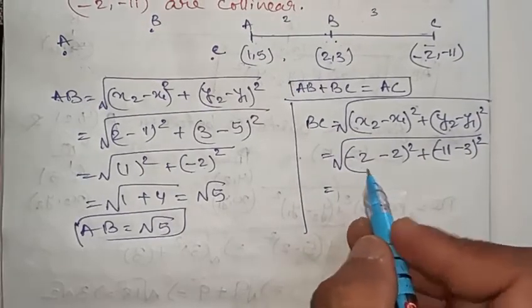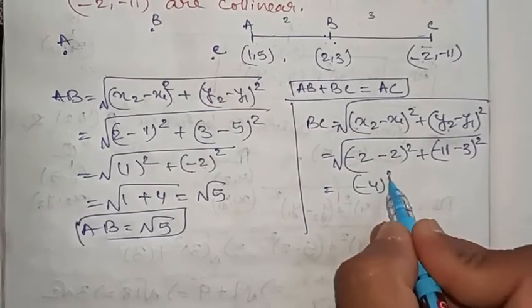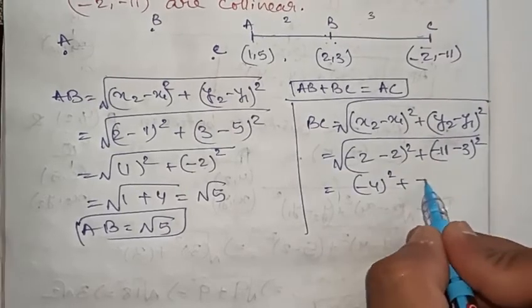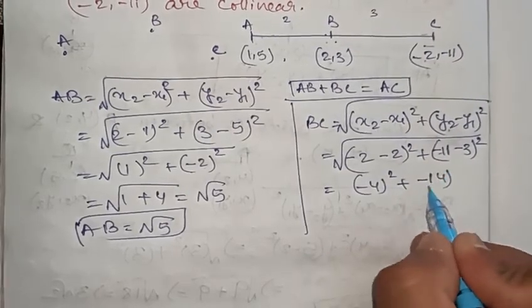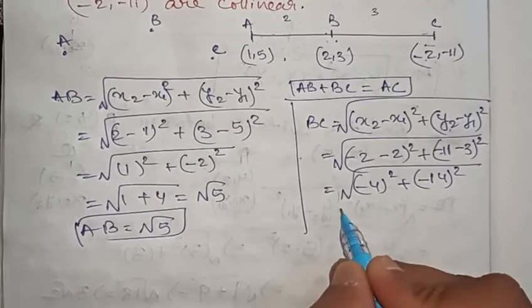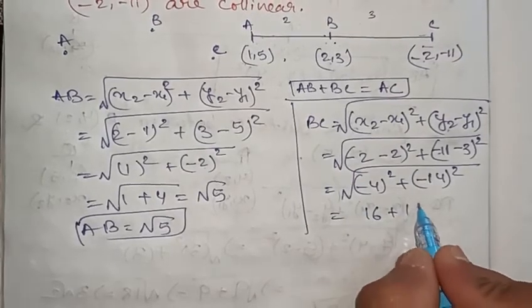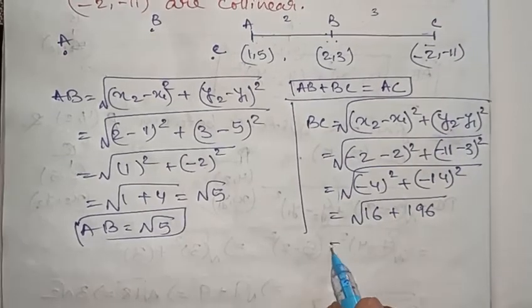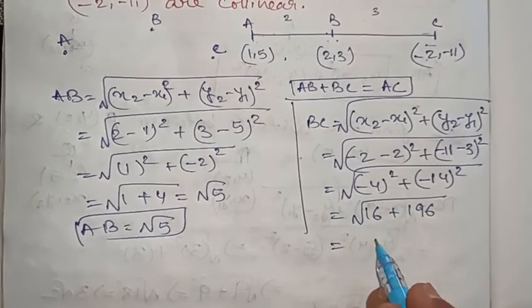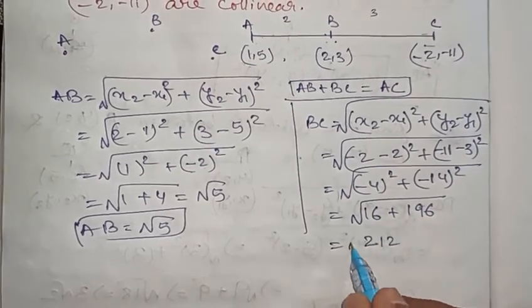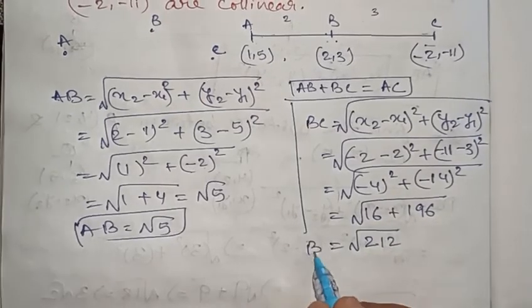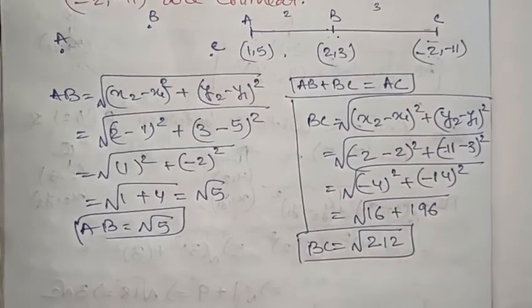So (-4) square plus (-14) square. 4 square is 16, 14 square is 196. The addition of these two numbers will give us root 212. So the distance between B and C is root 212.